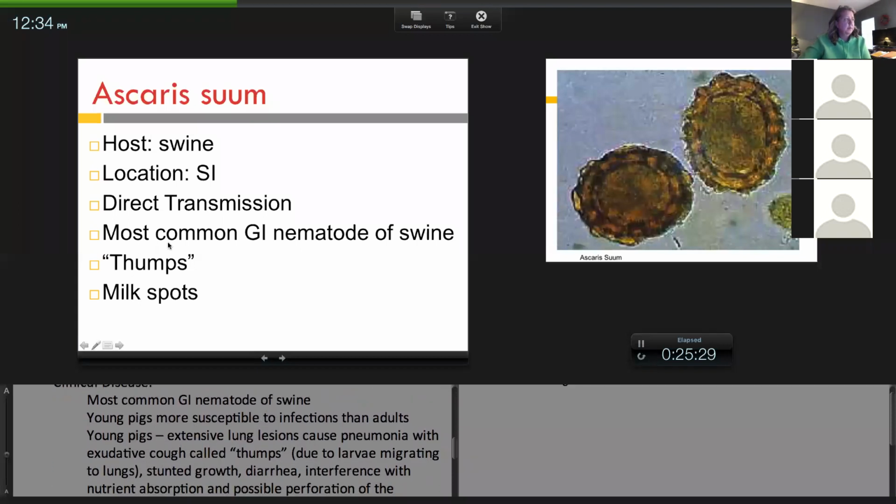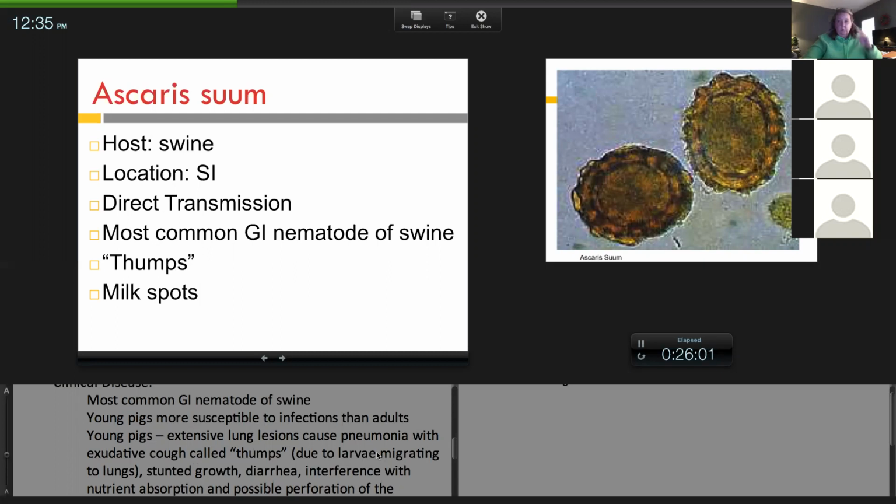Now, thumps, there's a little note under here about thumps. In young swine, a lot of the migrating larvae go through the respiratory tract, into the lungs, get coughed up, and get re-ingested. When it goes through that part of the cycle, it can cause lung lesions, and they can develop pneumonia. They will get this exudative cough called thumps. So it's kind of a nickname for it.